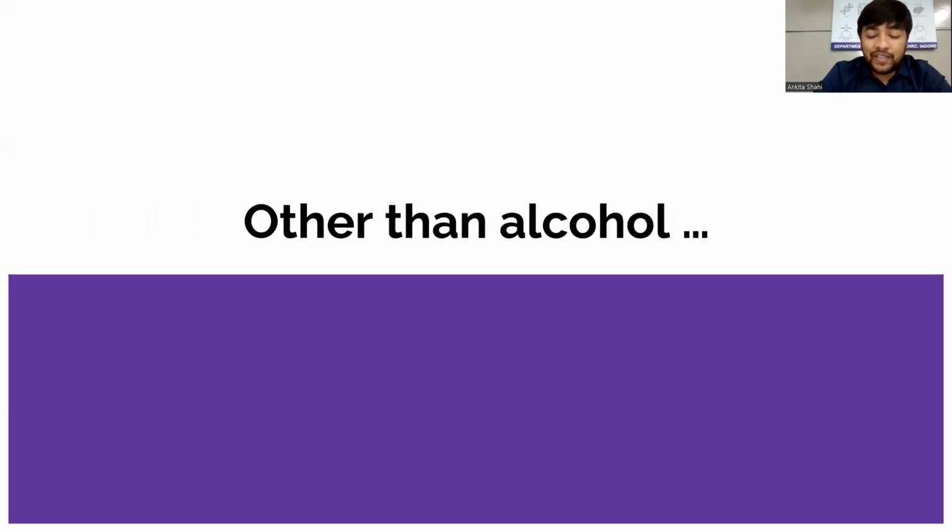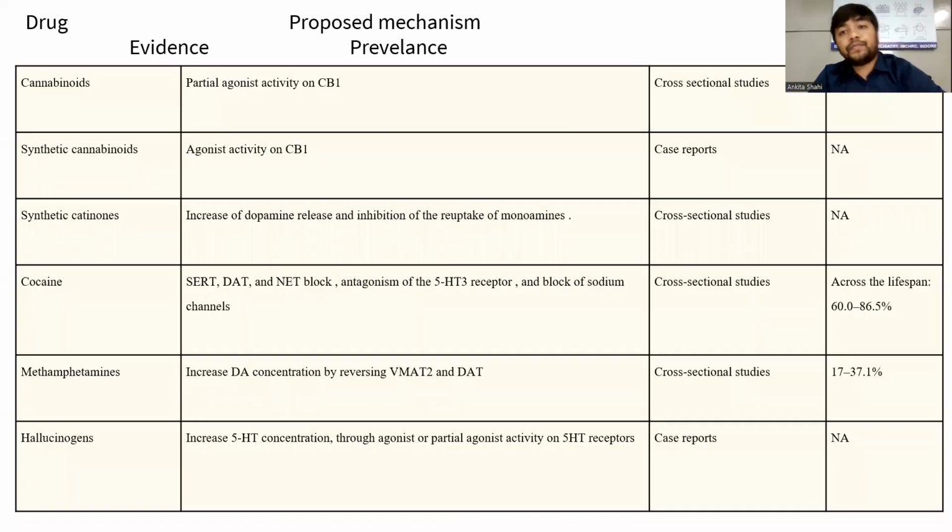Now coming to substances other than alcohol. Alcohol has been the most common substance inducing psychotic disorder because of the high prevalence of alcohol itself. But there are various other substances which are also notorious and common. So here we'll just go through a few substances, at least the names. So we have cannabinoids, synthetic cannabinoids, all of them can be causing problems. Cannabis-induced psychotic disorder is actually fairly common. Then we have cathinones, cocaine, methamphetamines, all of them with a little bit of a stimulant effect.